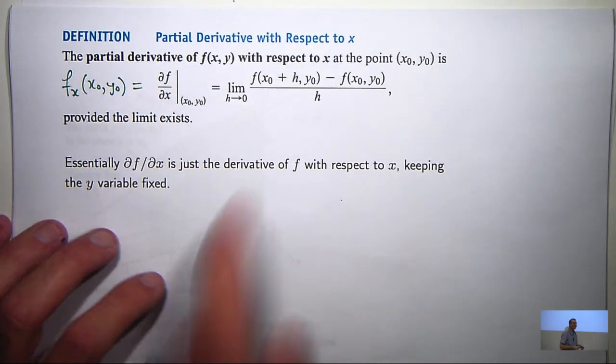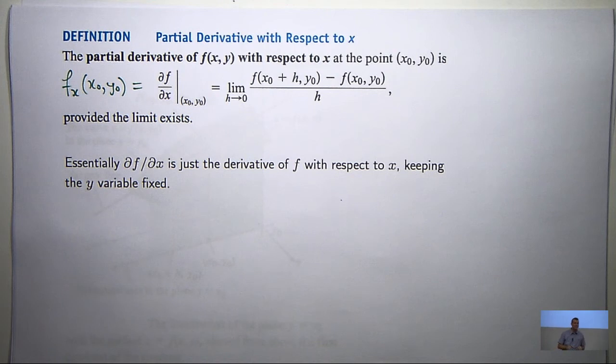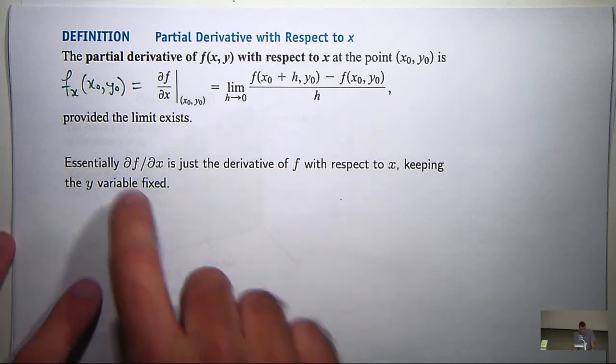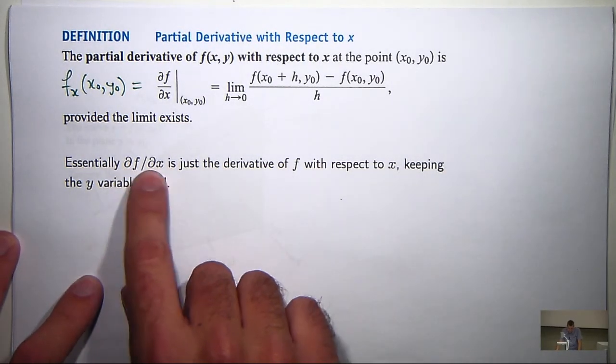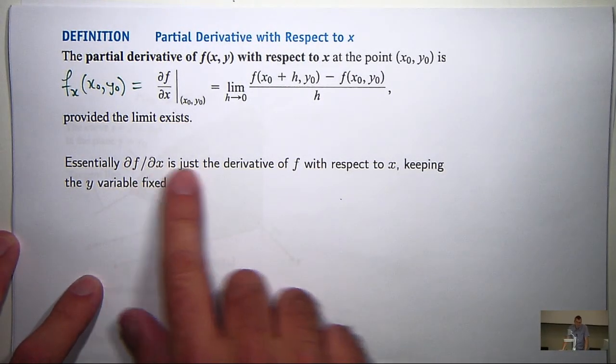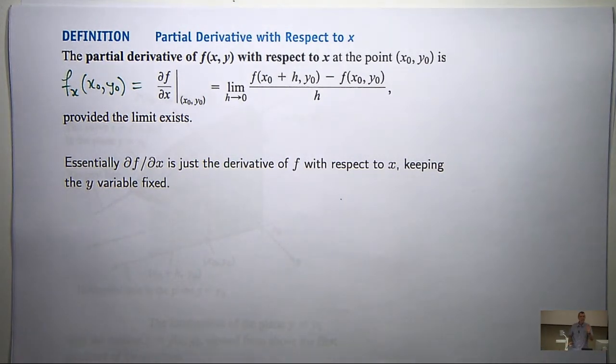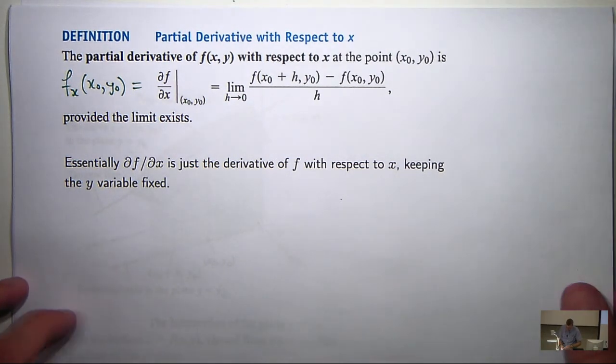Just like regular calculus, when you differentiate at school, you hardly ever use a limit definition, do you? You can do it in your head, you know the basic ideas and method. It's the same with partial derivatives. Basically, df dx, with the curly d's to signify it's a partial derivative, is just the derivative of f with respect to x, imagining y as a constant, imagining y as fixed.